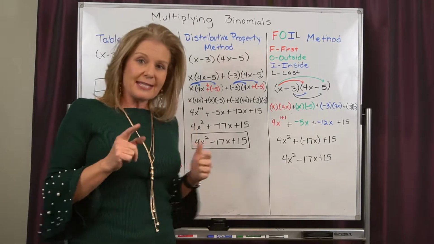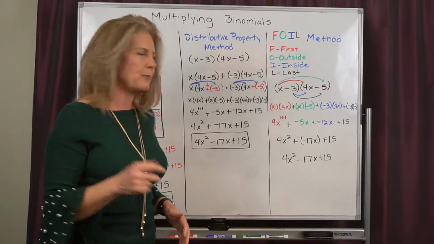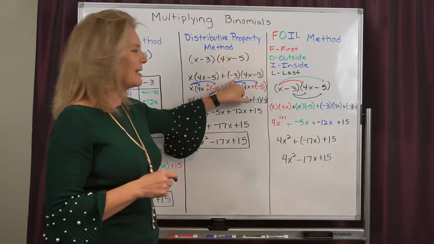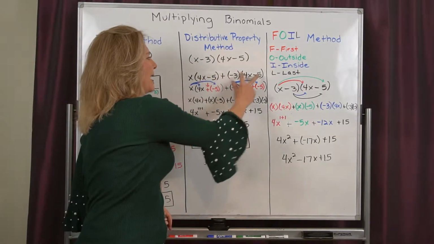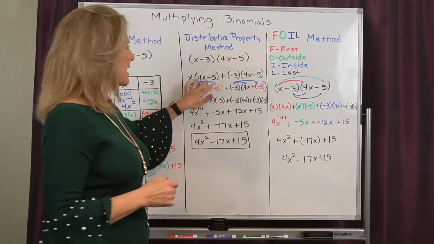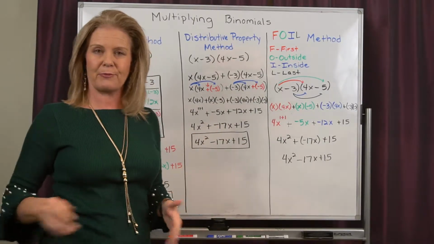What I do with this one is I separate out that first binomial. And I'm going to put the x on this side and the negative 3 on that side. And then the second binomial, I have to multiply by both of those pieces. So that creates two distributive property problems, which are very simple for me to solve.